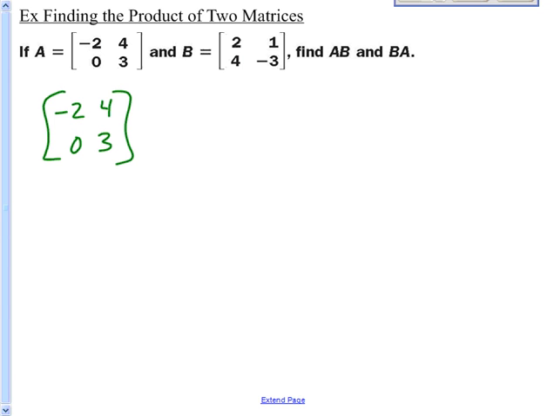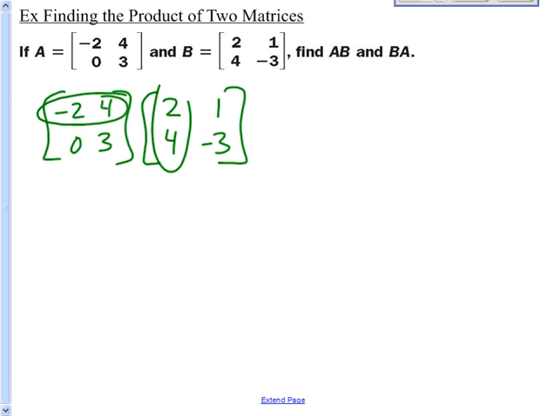Multiply matrix A by matrix B. Okay, first row, first column. So I got negative 2 times the 2, plus, don't forget that plus, 4 times 4.